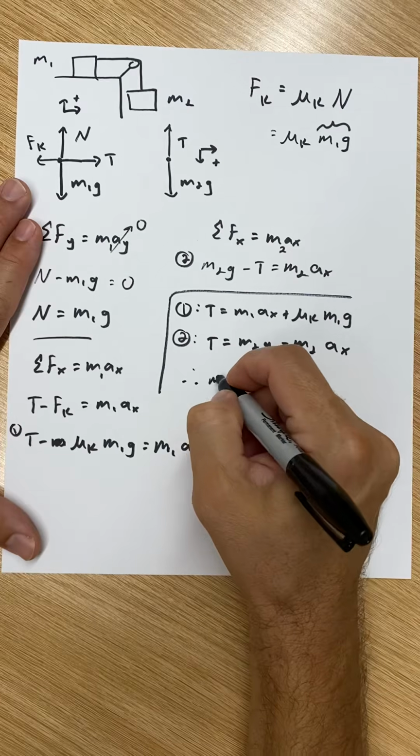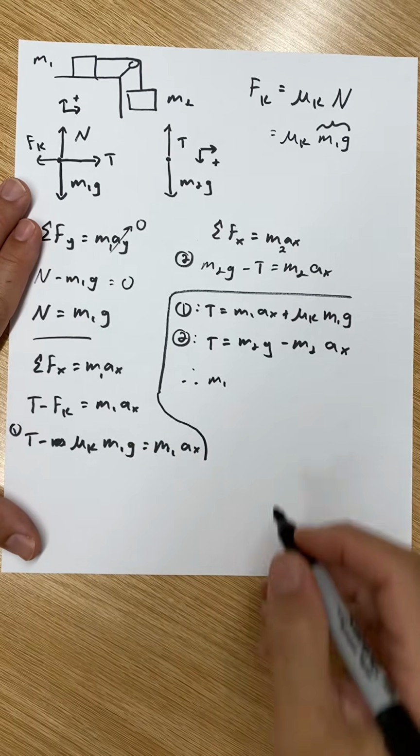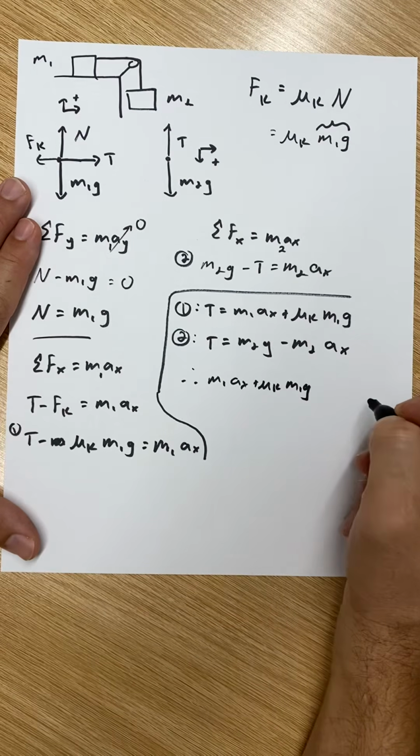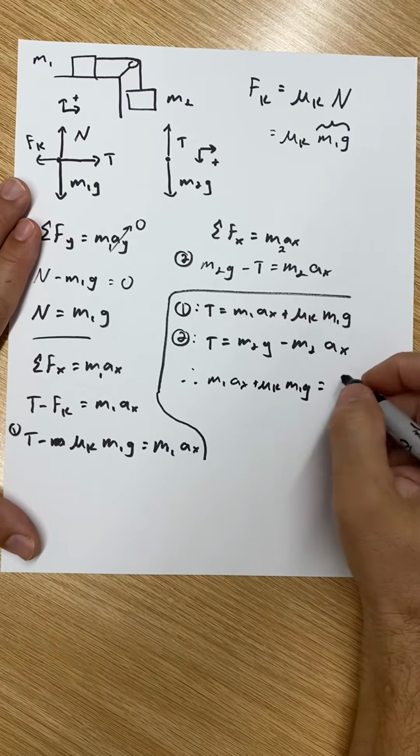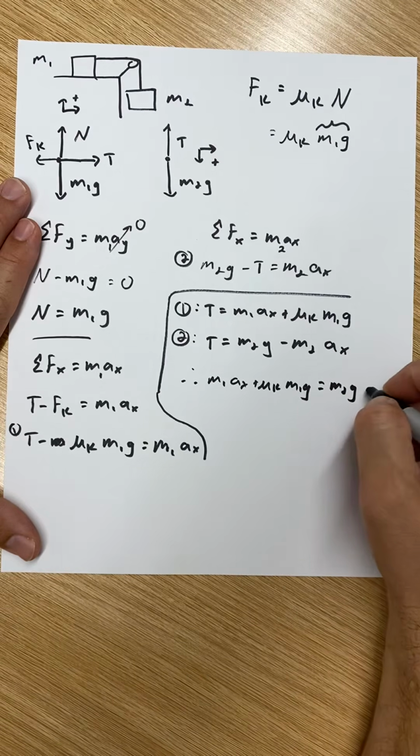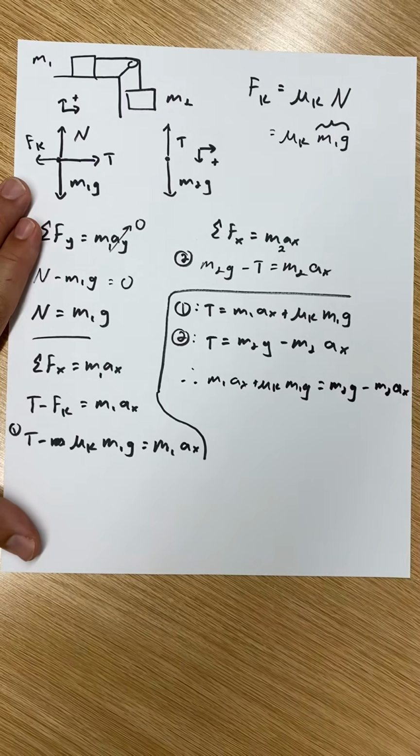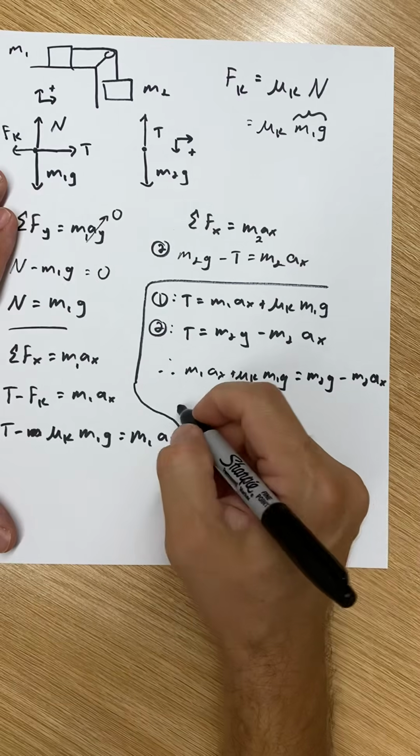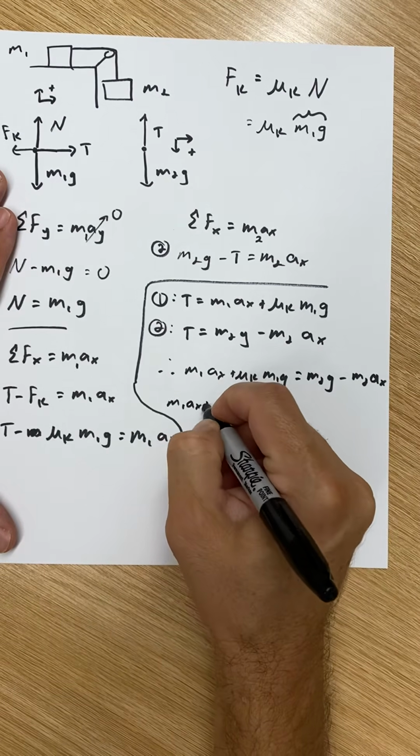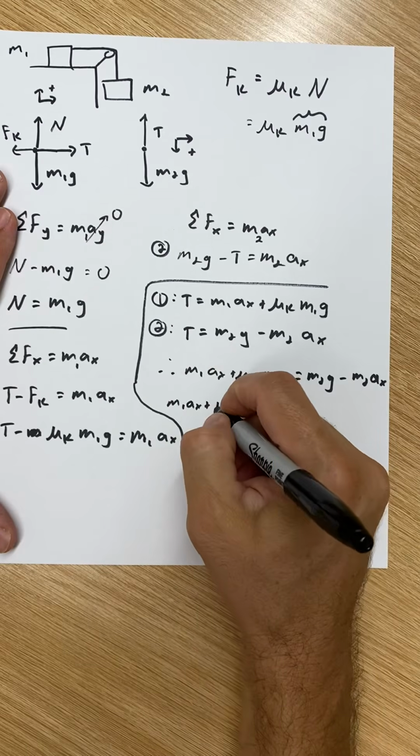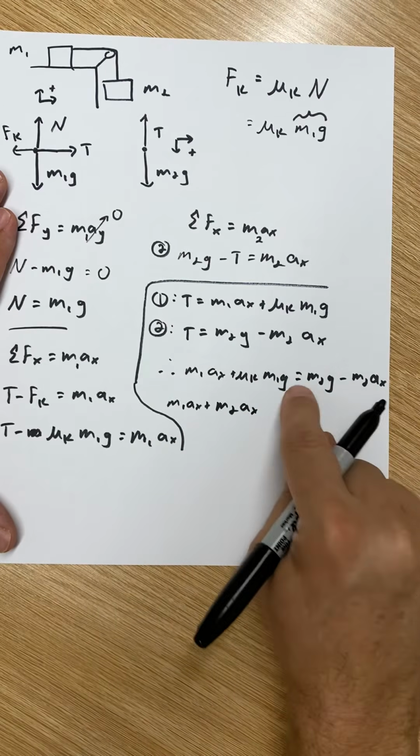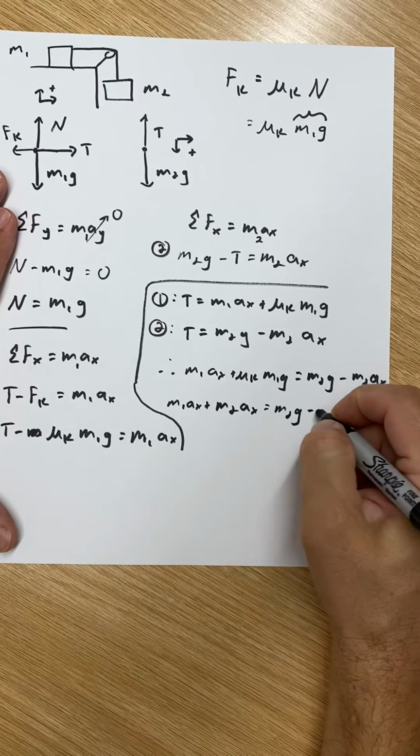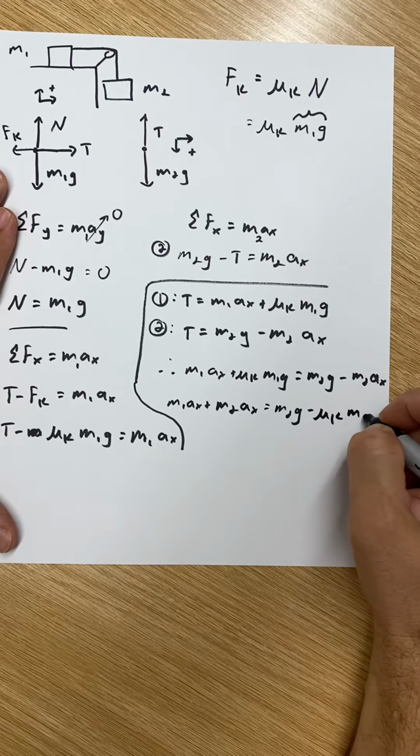I'm going to need to cut that off. M1 ax plus mu k m1g from here is equal to, I'm not going to have room, m2g minus m2ax, just barely. Now I'm going to get all my acceleration terms on the same side. I get m1ax from here plus m2ax is equal to m2g minus, moving this over, minus mu k m1g.